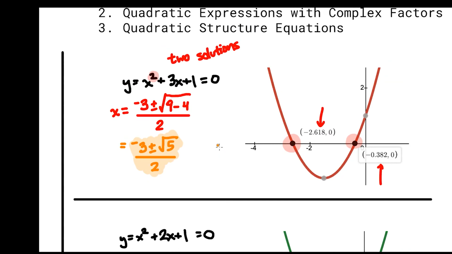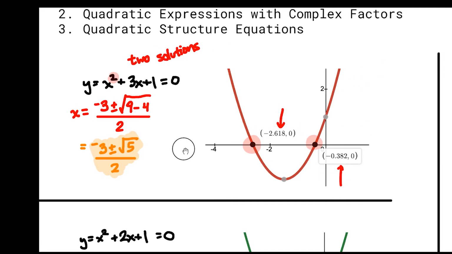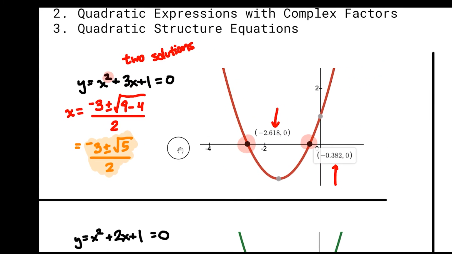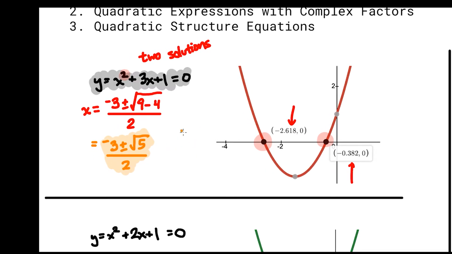Now, another way of writing this, since we just found the roots, is to write it in factored form. Okay, now since we have those solutions, what's highlighted in orange here, I can actually rewrite that original equation to also be equal to x minus negative 3 plus the square root of 5 over 2 times x minus negative 3 minus the square root of 5 over 2.